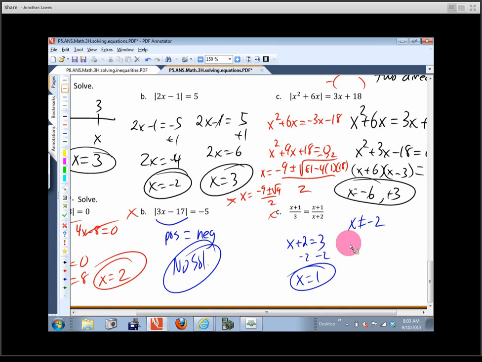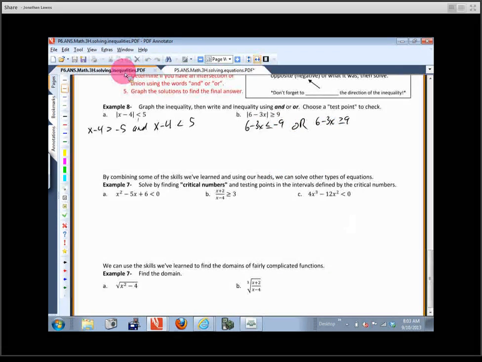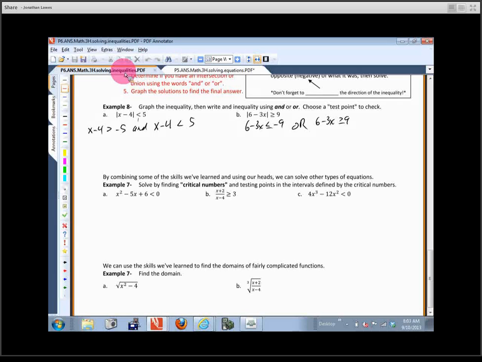Okay? All right. So let's take a look at and finish up P6, and then I'll do a few questions, and then hopefully everybody got my email. I kind of restated who's doing which of those common mistakes in P7, and then we'll come up here and show those. So this one says graph the inequality, then write the inequality using and or, and choose a test point in order to check this.